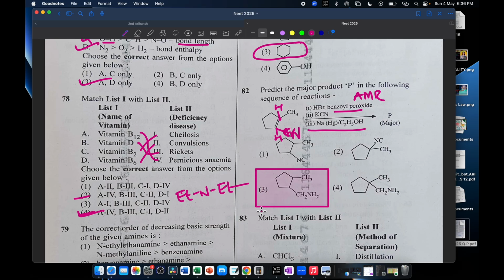Okay, sodium is a reducing agent, so here CH3, here, so both are given at the same place. This is not the answer, this is the answer.